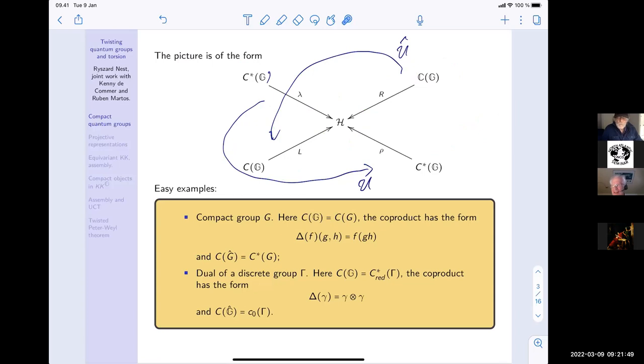So suppose we really have a compact group, G. Then C of G is really C of G, continuous functions on the group. The coproduct is the standard coproduct. Delta of F, G comma H is F of G times H. The dual is C star G.